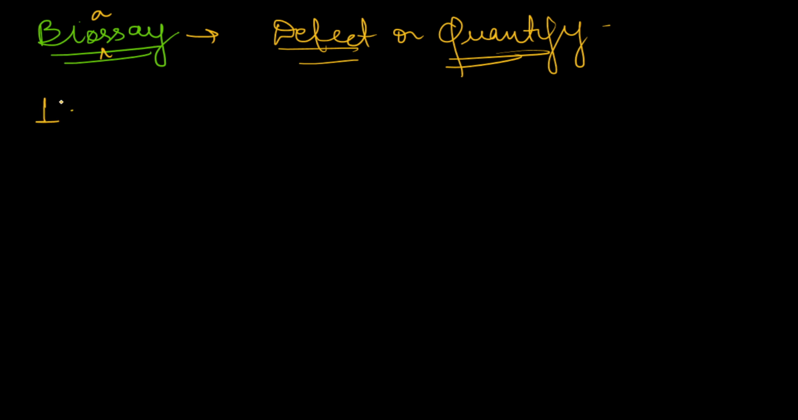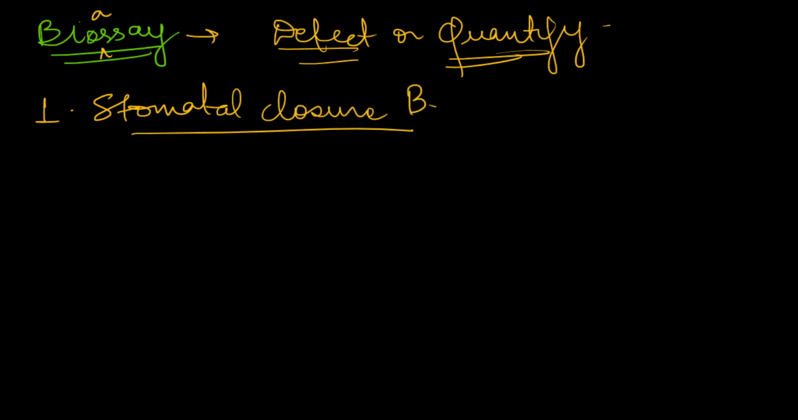The first bioassay you can mention is the stomatal closure bioassay, obviously, because ABA inhibits stomatal opening. You all know that ABA promotes stomatal closure. So what happens if stomata are closing? You can search for ABA there, and if the stomata are closing due to stress conditions, obviously there will be an amount of ABA. So you can do this one.